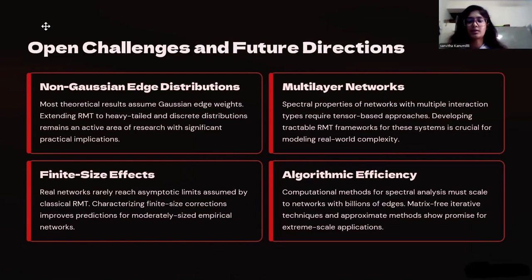The fourth one is algorithmic efficiency. Computational methods for spectral analysis must scale to networks with billions of edges. Matrix-free iterative techniques and approximate methods show promise for extreme scale applications. So these are the four open challenges and future directions: non-Gaussian edge distributions, finite size effects, multi-layer networks, and algorithmic efficiency.